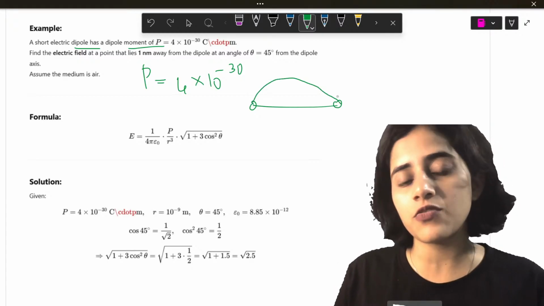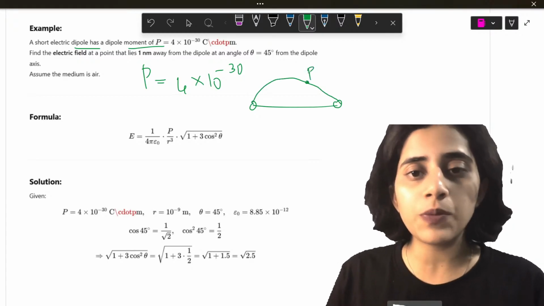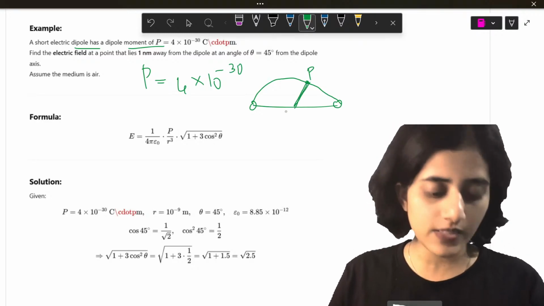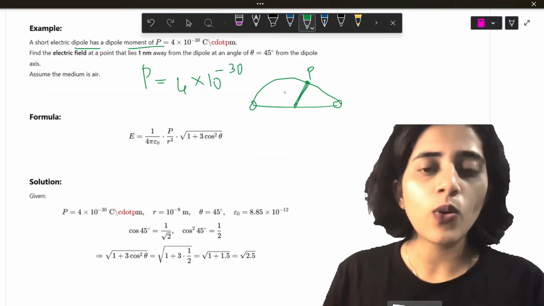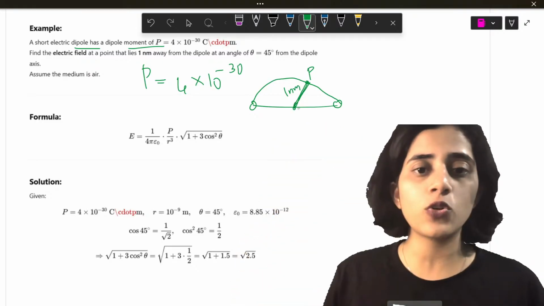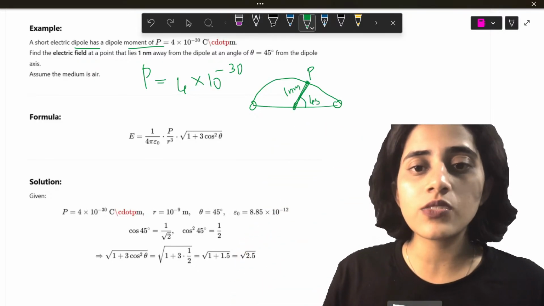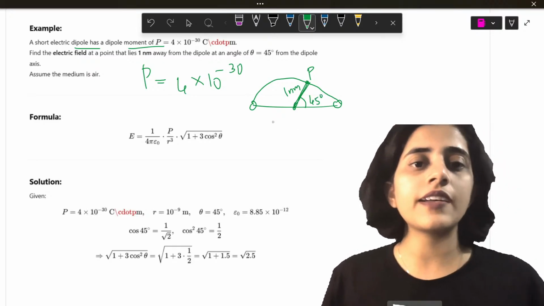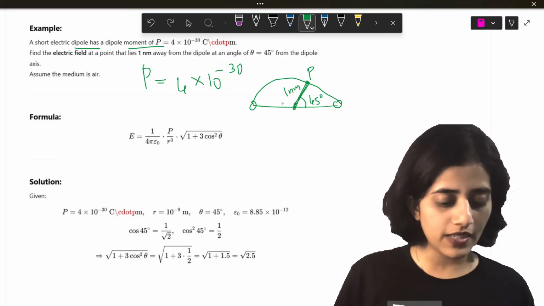This is the field line. This is a point P, and this distance is 1 nanometer. Theta is 45 degrees, and the dipole moment value is 4 into 10 raised to minus 30.